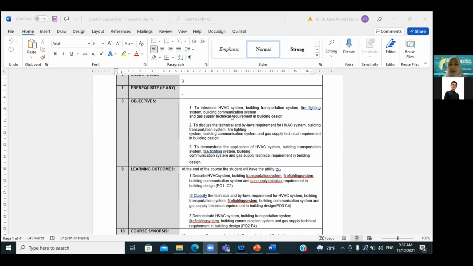Okay, building transportation system, lift. How do you want to draw the lift? What kind of system? There are two types: with motor room and motor roomless. No motor room, but you are using the hydraulic.